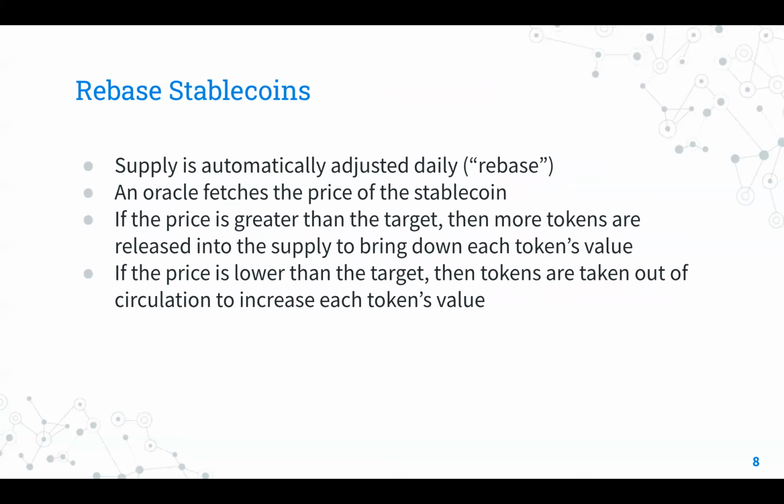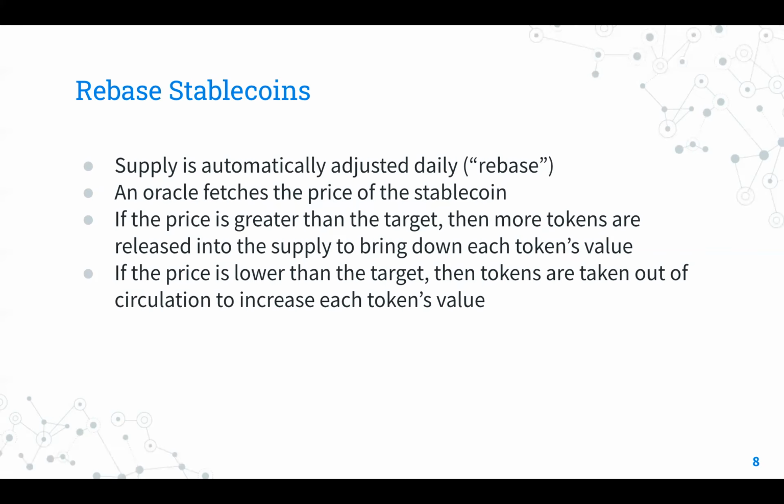And then the third one is rebase stablecoins. So this was what I was talking about. Some stablecoins aren't necessarily one-to-one with the currency, but basically this kind of system is about the balance of how much you have. Your balance will always remain the same, but the price of each token may not. The supply is automatically adjusted daily, and the adjustment is called a rebase.